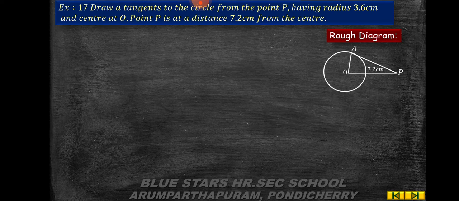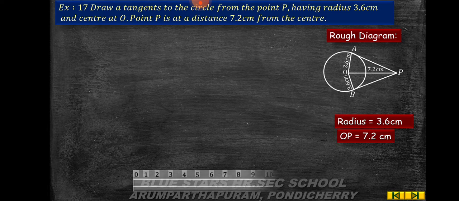Join the lines PA and PB, which are the tangents to the circle. Then OA and OB are the radius of the circle. That measurement is 3.6 centimeter. So radius is equal to 3.6 centimeter. OP is equal to 7.2 centimeter.